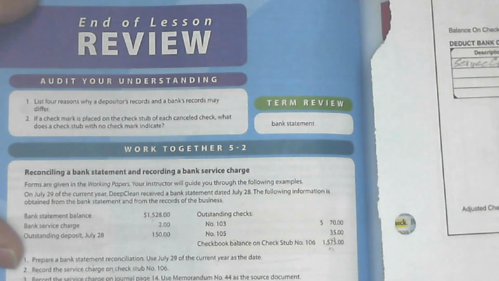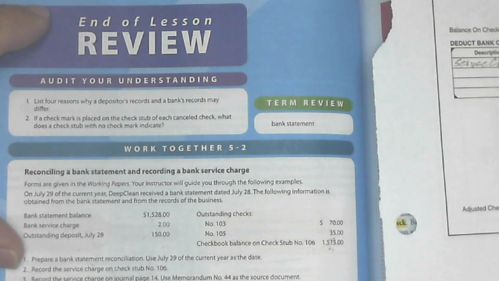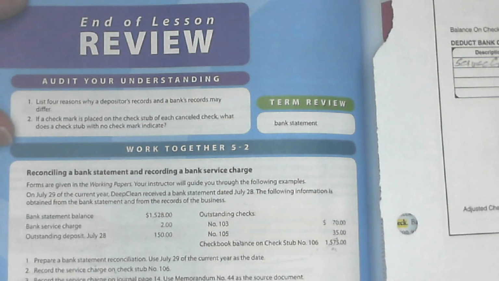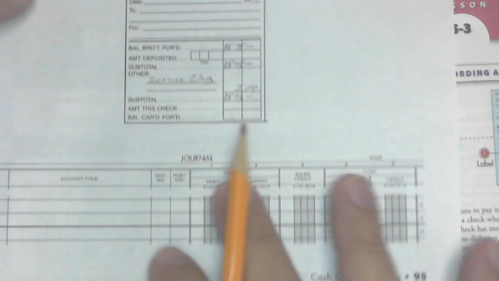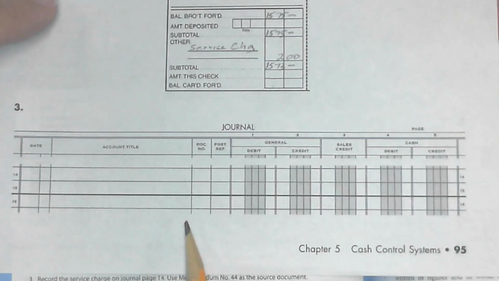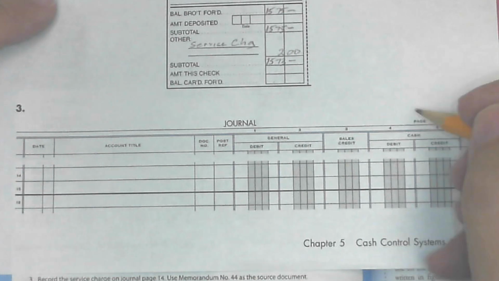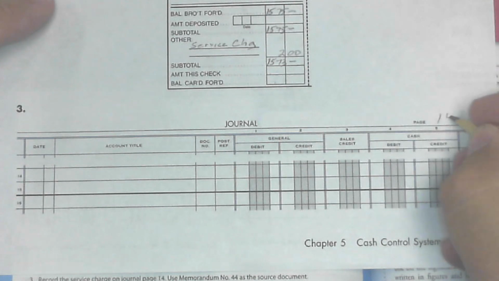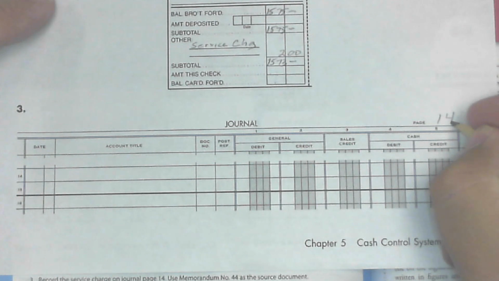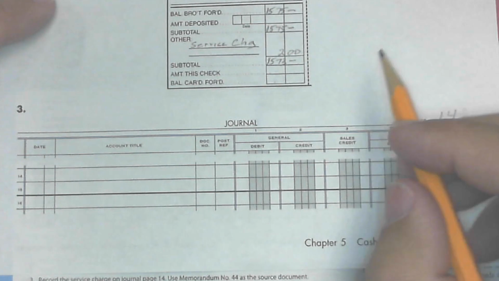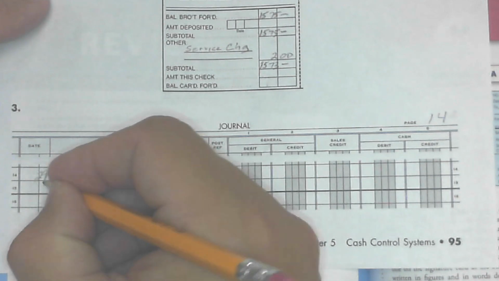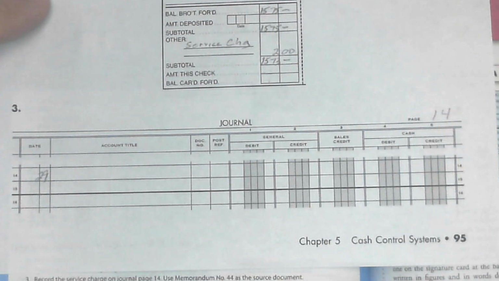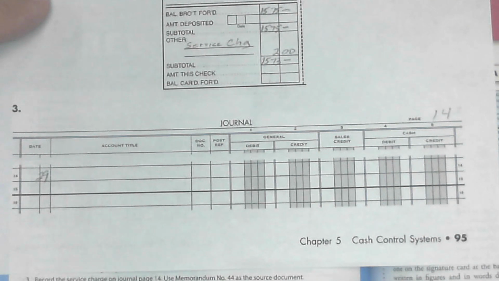So now we've got number 3, record the service charge on journal page 14. Use memo 44 as the source document. Okay, so let's see, page 14. So we're just going to use this bottom section for that. So we're going to call this page 14. And this was on the 29th. So we'll go ahead and write 29 on here. That's the end of the month for whatever reason.